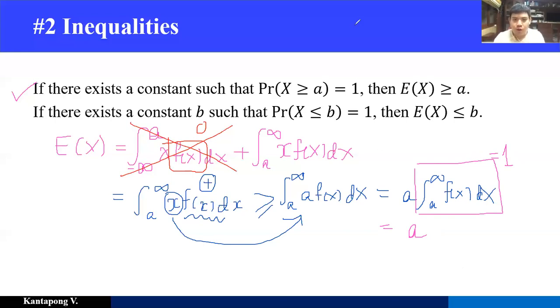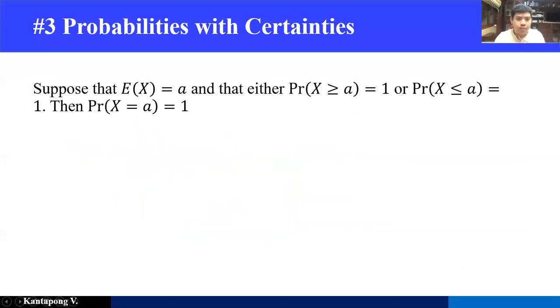So let's go to the third property, which is probability with certainty. Suppose that E[X] is equal to a and that either this condition or this one holds. Let's suppose this one for ease of the proof. We have these two conditions and we have to show that this must be true.